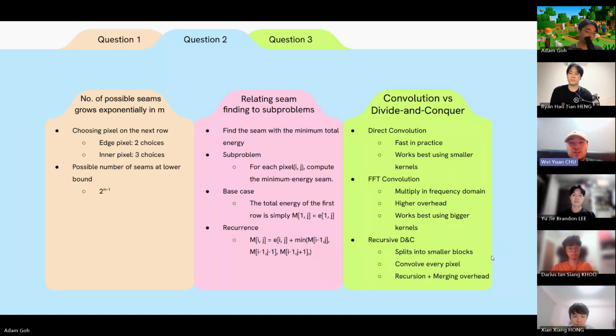This is due to the overhead that FFT produces, but since for seam carving we are using the Sobel filter, which is a tiny 3x3 kernel, FFT ends up being slower than direct convolution. The second approach is the recursive and divide and conquer convolution.